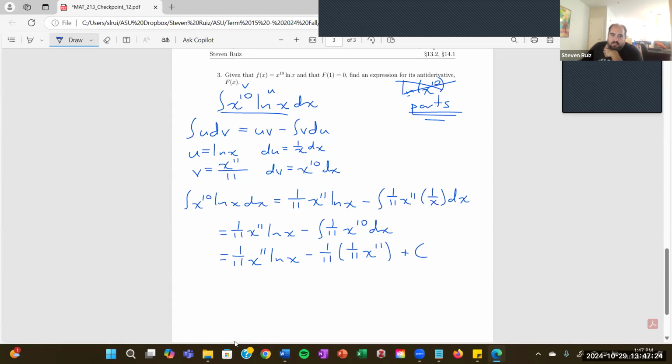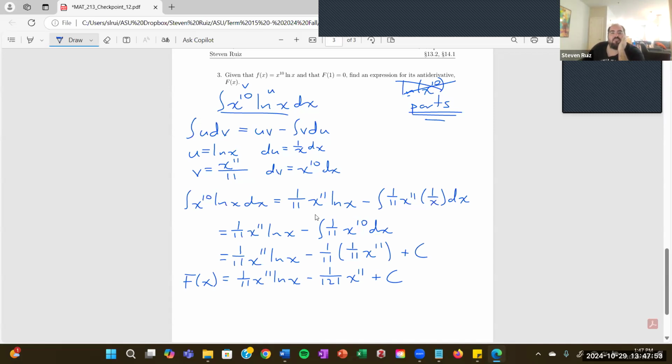plus c. So here's what we have so far. F of x equals 1/11th x to the 11th natural log of x minus 1 over 121 x to the 11th plus c. So very, very close to done. I believe we're done with the calculus component. So now what remains is to figure out that value for c.